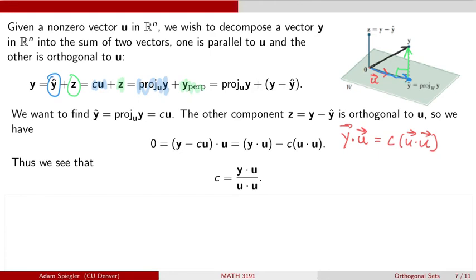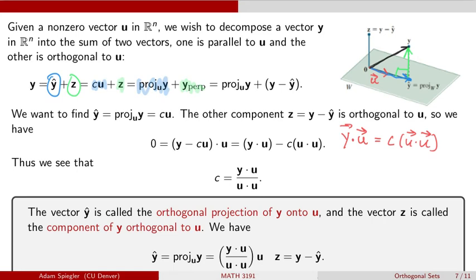And so now let's summarize these results down below. So this vector y hat right over here, this is what we call the orthogonal projection of y onto u. And the vector z, which is right here, this is what we call the component of y which is orthogonal to u.